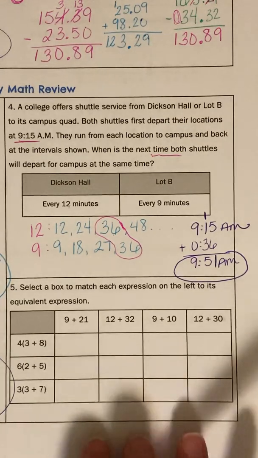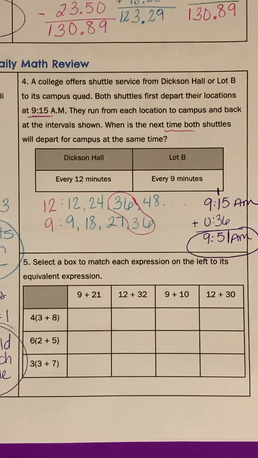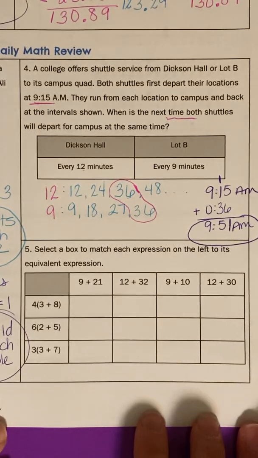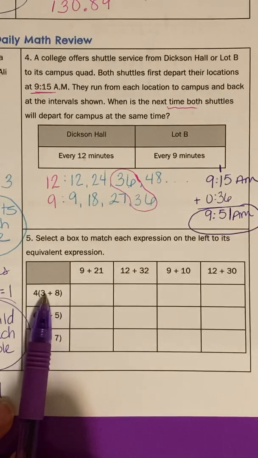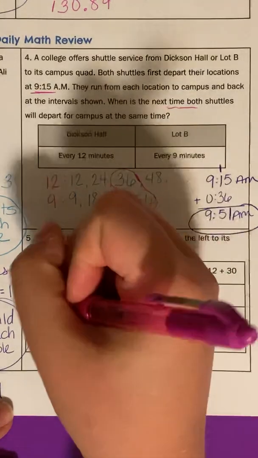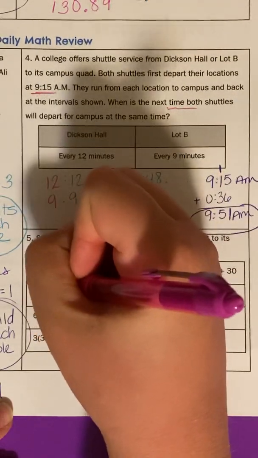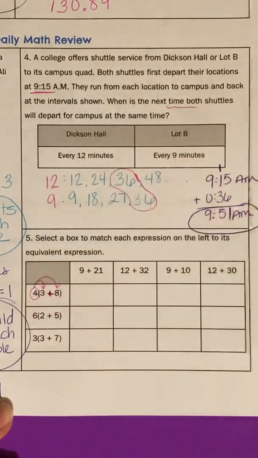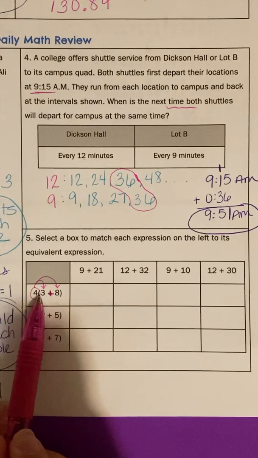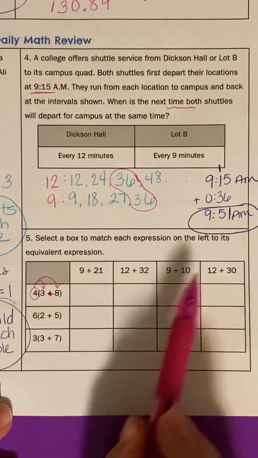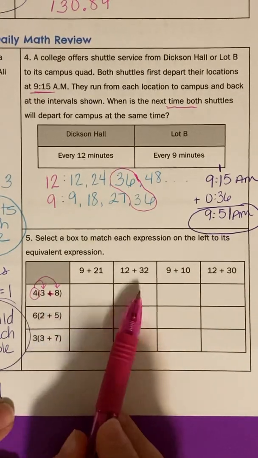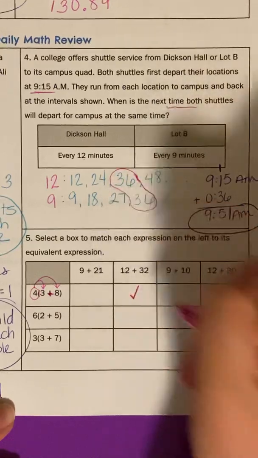Alrighty, let's take a look at number 5. Yay, distributive property I see here. Number 5, we're going to select a box to match each expression on the left to its equivalent expression on the top here. So when we have 4 times the quantity of 3 plus 8, remember, we can circle this outside one, 4 times 3, and then plus, remember, keep the symbol, plus 4 times 8. So what is 4 times 3? 12. So, here's a 12, here's a 12. Now, 4 times 8, is it 32 or is it 30? Well, 4 times 8 is going to be 32. So this is the box that you are going to check.